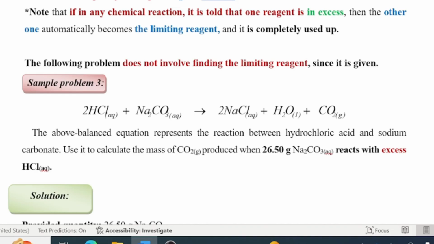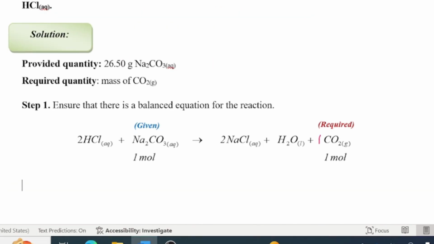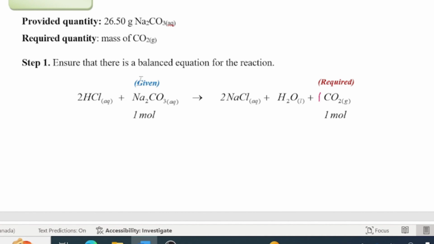So what you do with this problem, you calculate the number of moles of your limiting reagent, and then you use that to find the amount of products. As we established before, when you want to find the amount of products, you use the limiting reagent. So here's your equation. Now because you're being told that this one is a limiting reagent, it becomes a given.